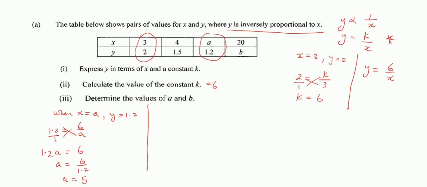Then they also want us to find b. So we're going to use this pair now: when x equals 20, y is equal to b. If we substitute that into our equation, we end up with b is equal to 6 over x, which in this case is 20. So b is equal to 6 divided by 20. We end up with 0.3. So that is b.